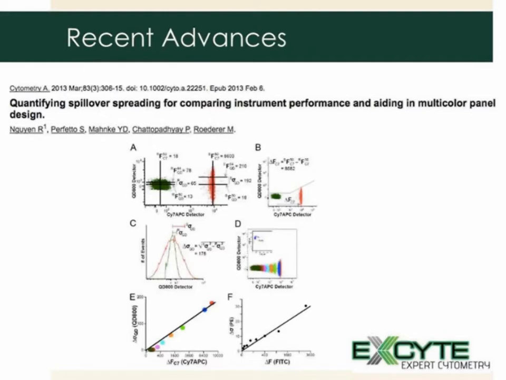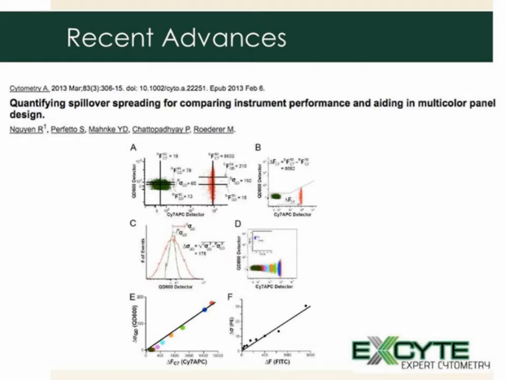Recent advances in characterizing instruments have been published, and one such paper is shown here. This was published in 2013, coming out of Mario Roederer's lab. The goal of their characterization is to identify what fluorochromes impact other detectors, reducing sensitivity in that detector. This measurement can therefore predict where you might lose resolution in a channel that you might want to avoid.